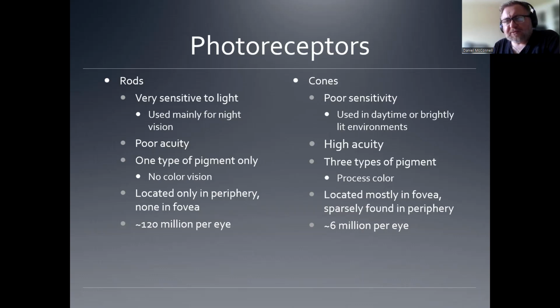Now, that helps explain why the rods can be sensitive to low light and the cones are not, but why does it trade off with acuity? And this is where we need to understand how information about shapes is encoded into neural patterns.